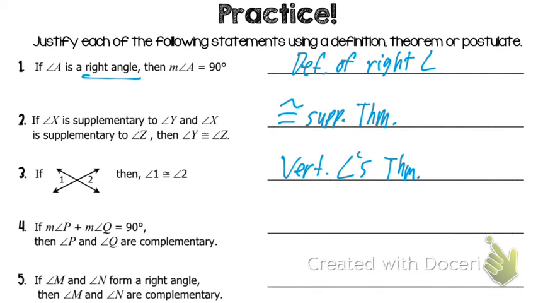Number 4, if measure of angle P and measure of angle Q equals 90 degrees, then those angles are complementary. It's going to be a definition because we're going from math to words. We're going from math to words of complementary. Definition of complementary angles.